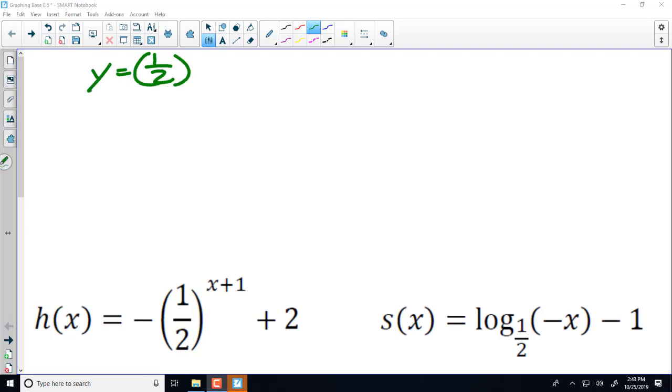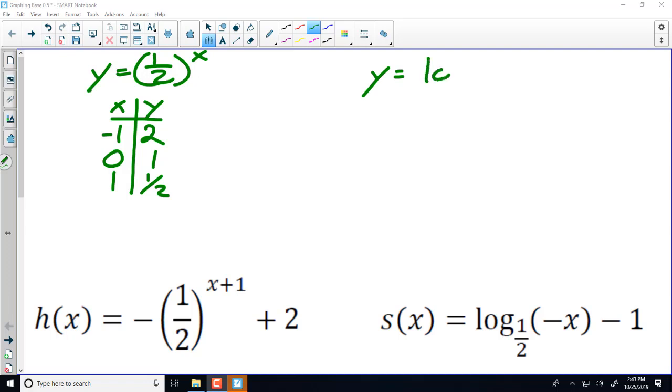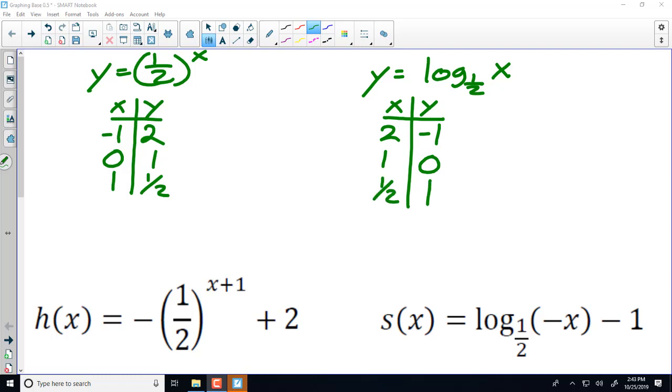the exponential function (1/2)^x, we can find three key ordered pairs on that: (-1, 2), (0, 1), and (1, 1/2). Its inverse function would be the logarithm graph with the exact same base, and we can find its ordered pairs just by swapping the three we found for the exponential. In other words, (2, -1), (1, 0), and (1/2, 1).